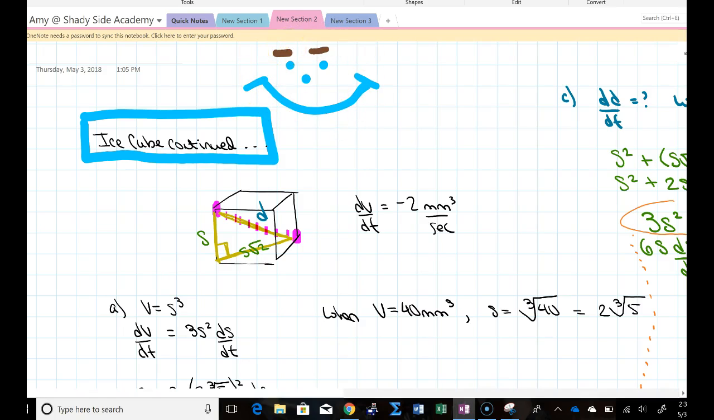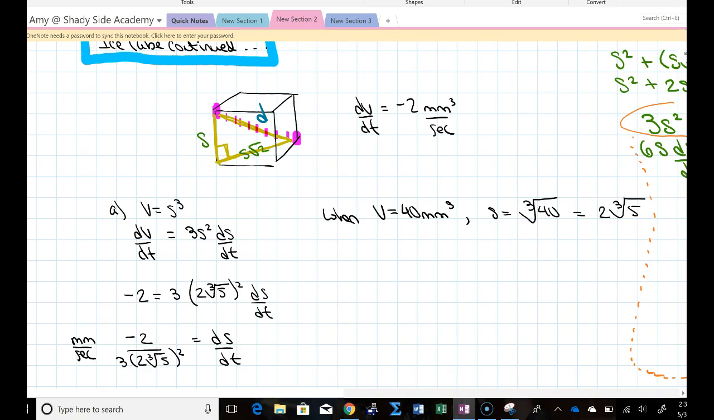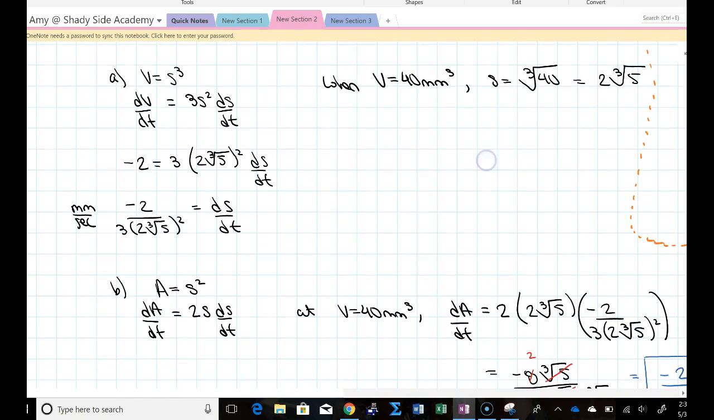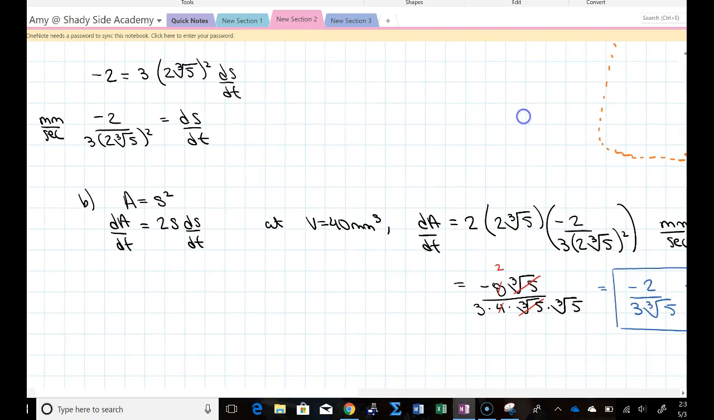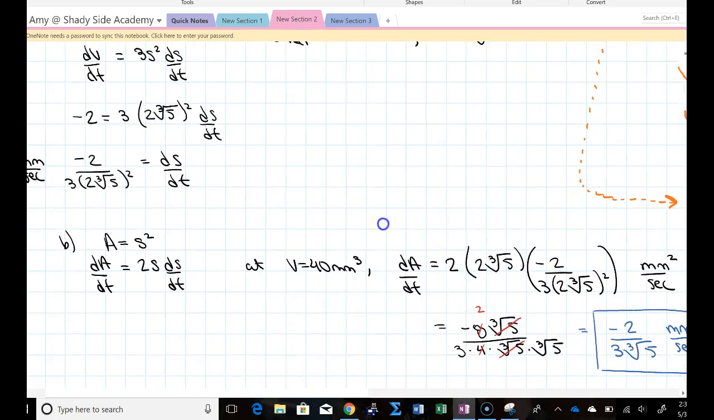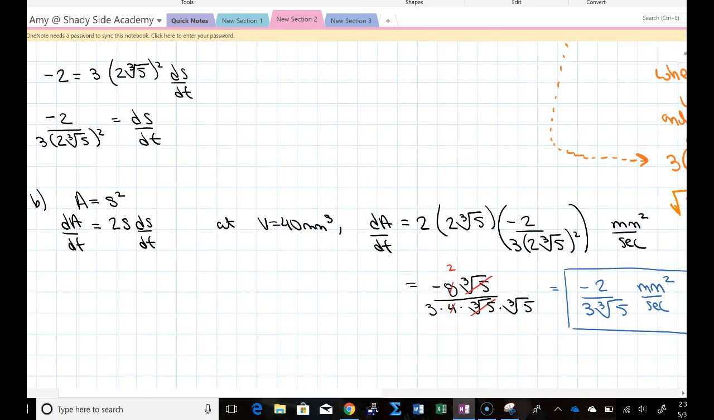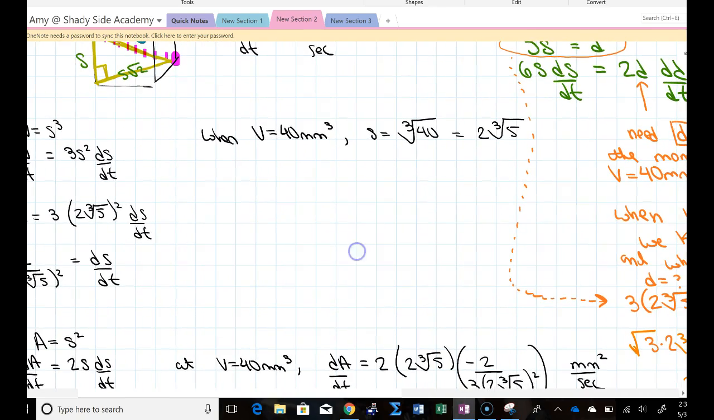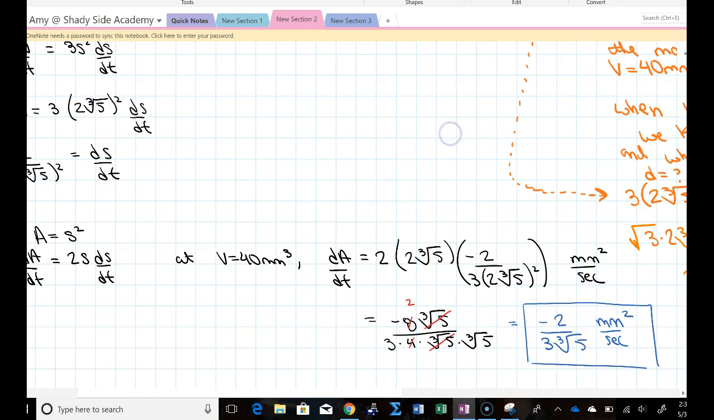All right, so I think we did part A already, but just in case there's anything unclear, I just did it again. We left off with Thomas offering to us the rate of change of the area of a face, A equals S squared, dA/dt equals 2S ds/dt. This is 2S because at the moment in time it's being asked for. I didn't write the question down again, but I believe it was asking for dA/dt at the moment when V equals 40 millimeters cubed. And we had already found S at that moment in time earlier. So I just inputted that here.